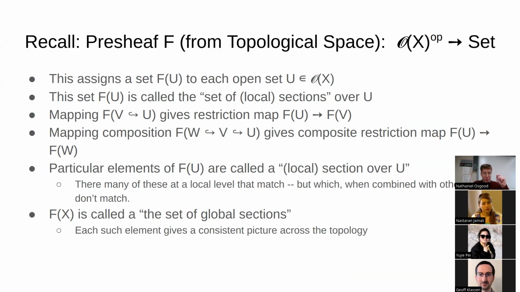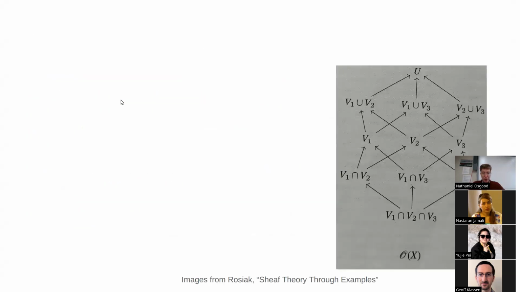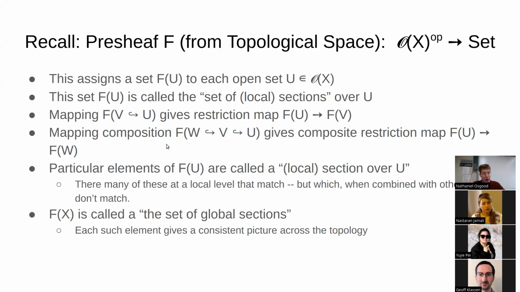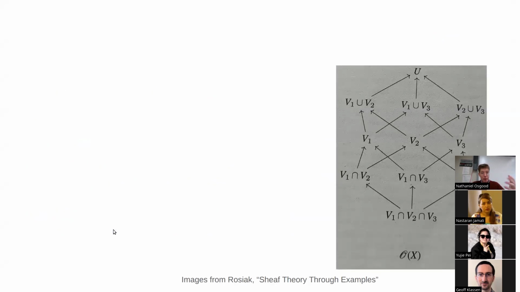Now, I noted that for a given object, particularly in subobjects, we called F of U, like F of V1, a local section over that. F of the entire space X, if we had some entire space X and these are the open sets of it, F of X is called the set of global sections, a set of consistent pictures of the behavior going on across the space. We comfortable with that? Okay.